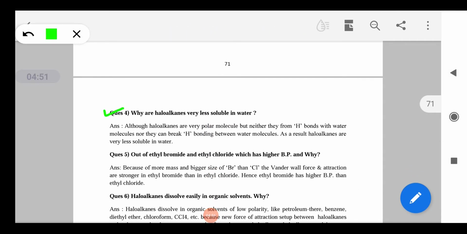क्वेश्चन नंबर 4, व्हाई आर हेलो अल्केन्स वेरी लेस सॉल्युबल इन वाटर. Same question is there, because they cannot form hydrogen bond with water, or it is very weak.